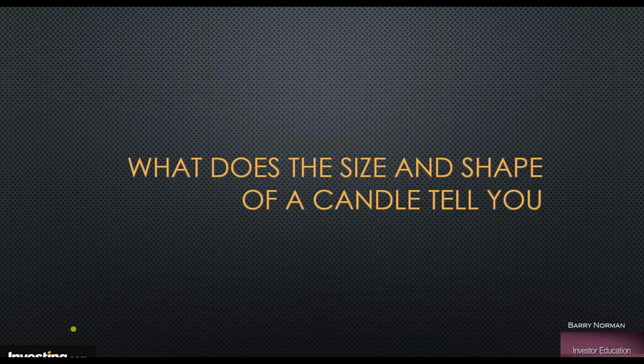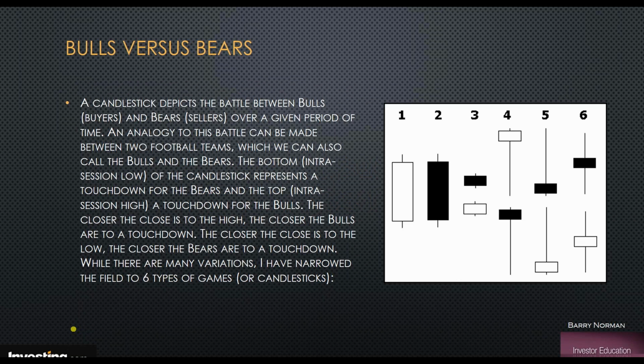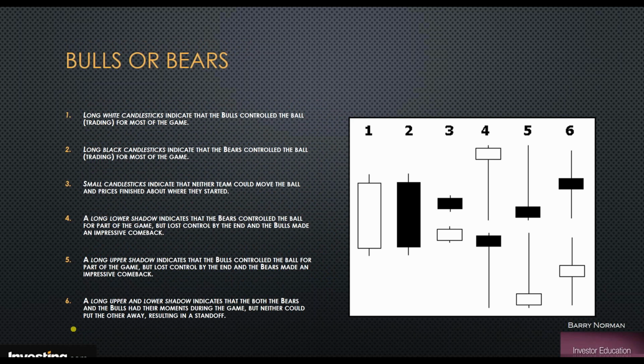It is the interpretation of the move, and what the size and the shape of the candle are trying to tell you. And there are 6 basic candle formations. These describe the battle of the bulls and the bears, or a game. Imagine you have 2 football teams, and you want to see which one dominated the play, which one dominated the quarter, and who was rushing in which direction.